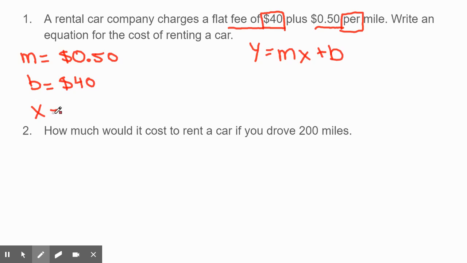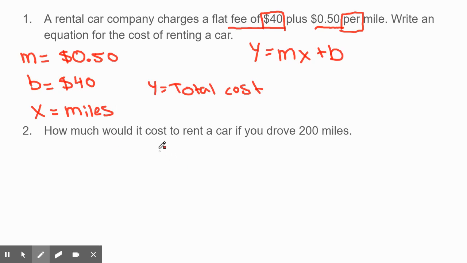X is going to be what can change, and that is going to be the miles. When you rent a car, everybody drives different miles, and the cost of renting this particular car changes depending on how many miles you drive. So x is represented by miles. And of course, our y is going to be represented by the total cost.